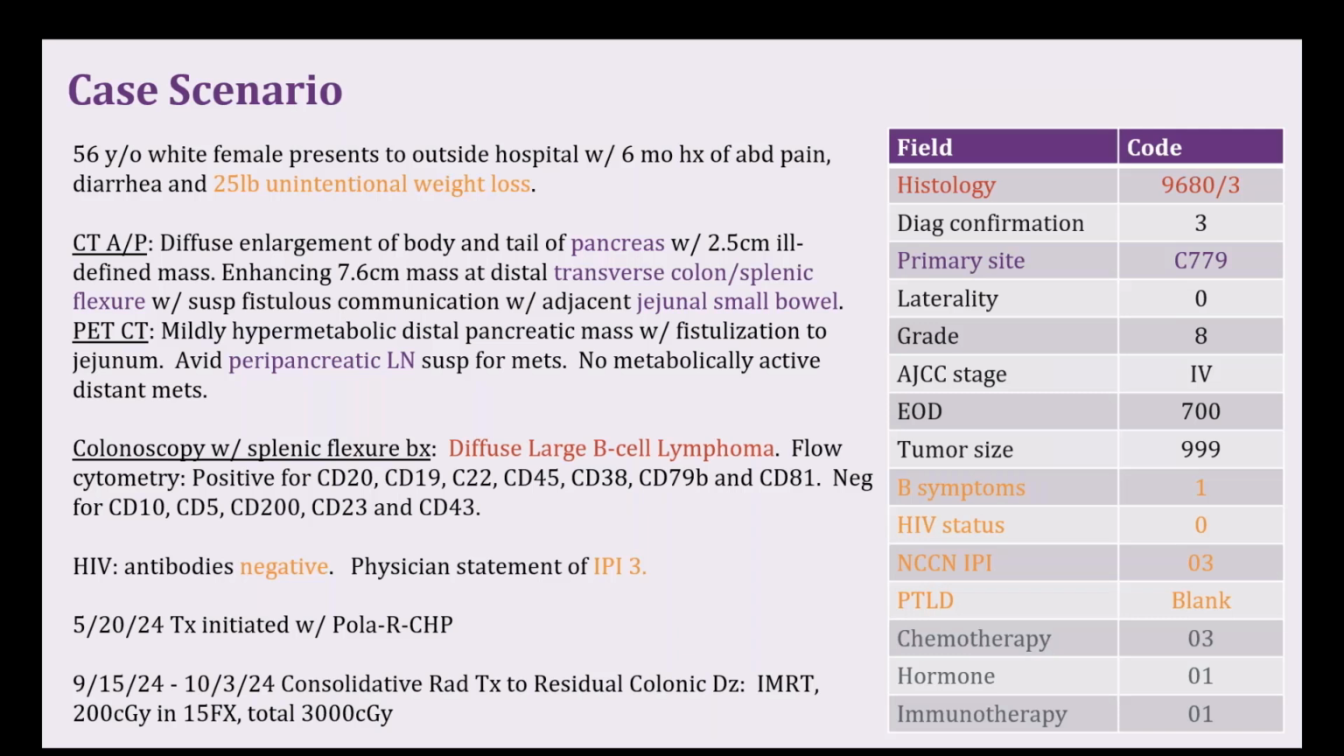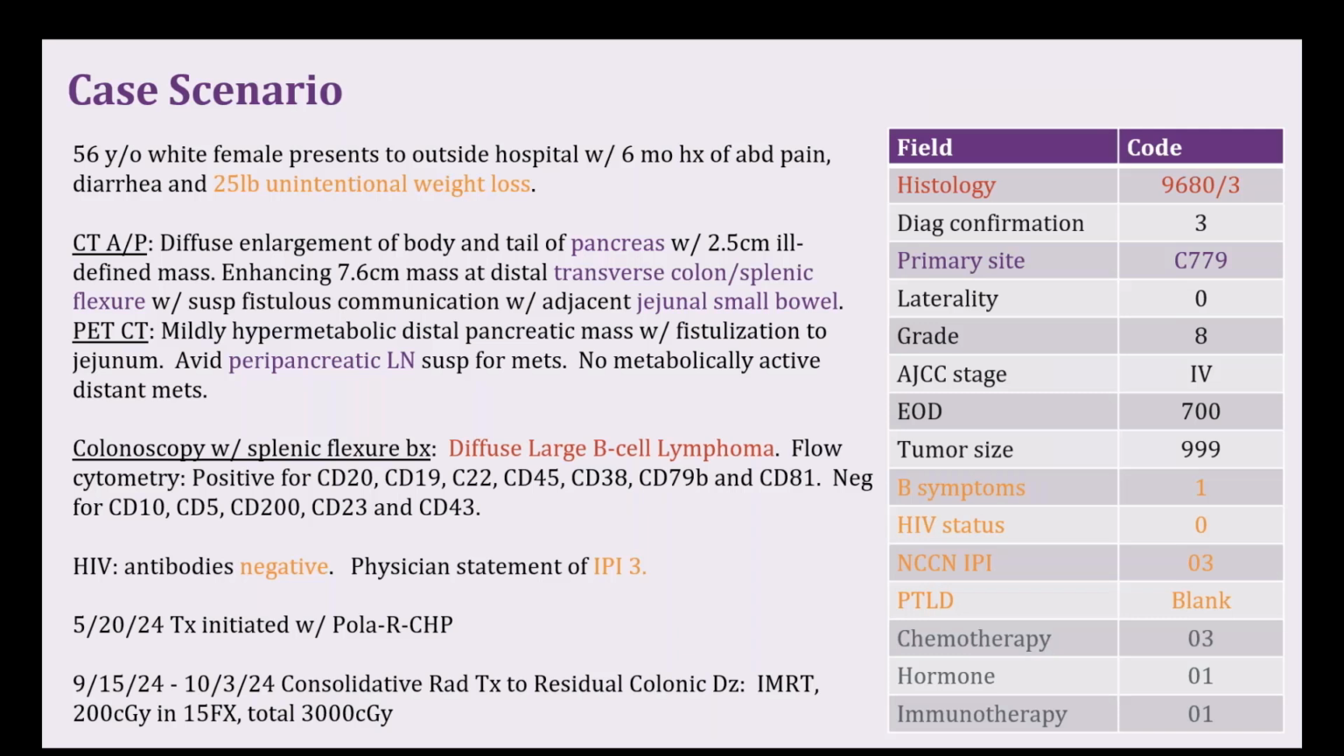Our B symptoms is going to be 1 because we did have the 25-pound unintentional weight loss. Our HIV will be 0 because we do have that test in the chart and it was resulted as negative. The physician statement of IPI 3, we can use that. So our SSDI for IPI will be 0.3. The PTLD will be blank because this case was diagnosed prior to 2025. And then we are going to code our chemo as multiple agents, hormone, and immuno.